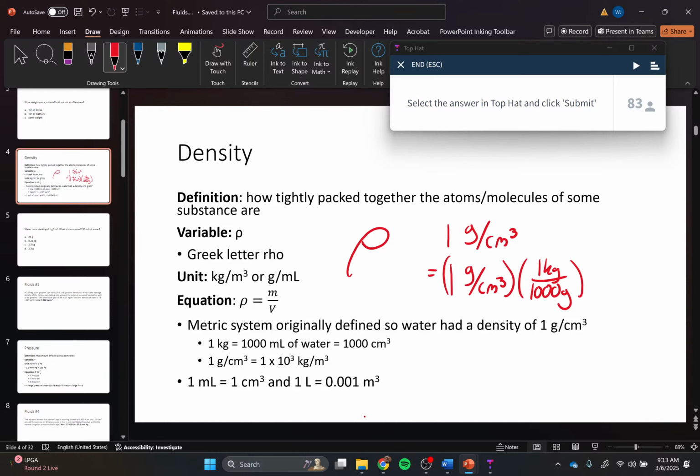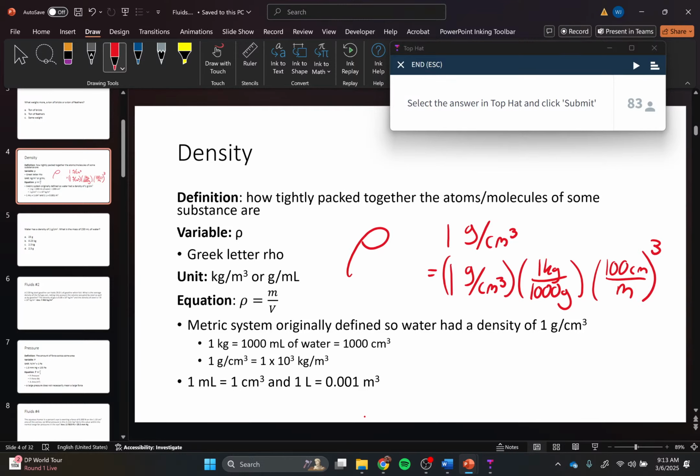How many centimeters are in a meter? 100. There is 100 centimeters per meter. And here is where you have to be extra careful. It's centimeters cubed. So you don't do this unit conversion 1 time, you don't do it 2 times. You got to cube that unit conversion. If it's centimeter cubed to meter cubed, I got to convert centimeters 3 times. And if you do that math, you will find that 1 gram per centimeter cubed is 1,000 kilograms per meter cubed.